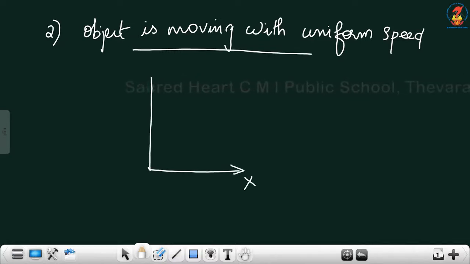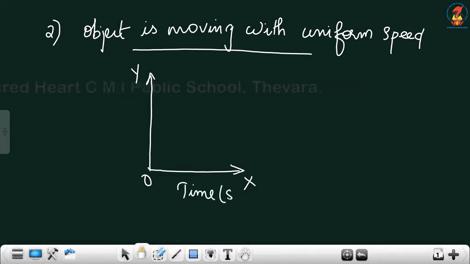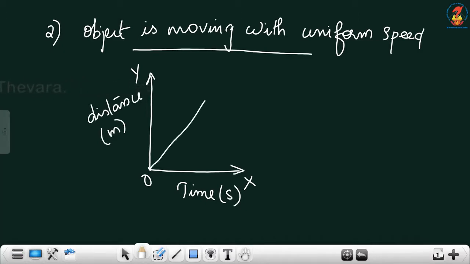This one is the x-axis, this one is the y-axis. Origin. Time is represented along the x-axis, distance is represented along the y-axis. Now when you plot a graph, you will get a graph like this. This graph is also a straight line.